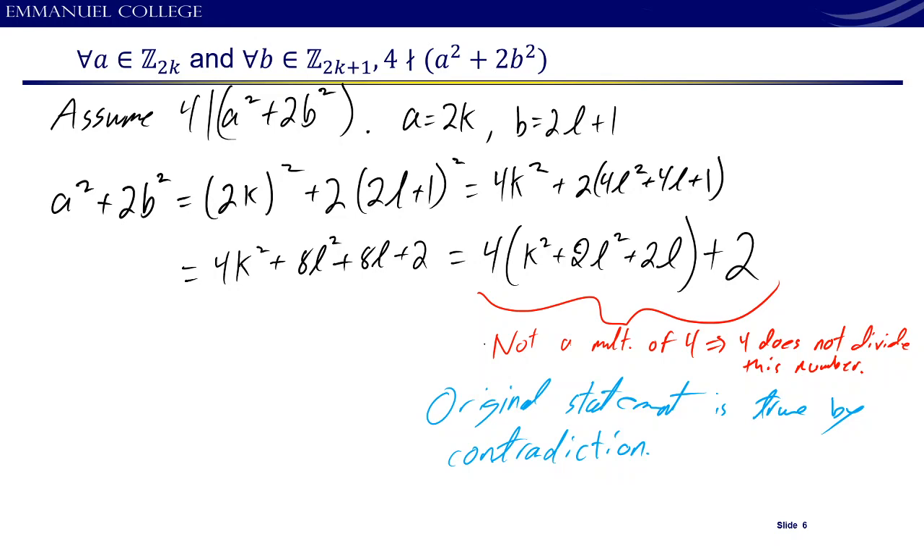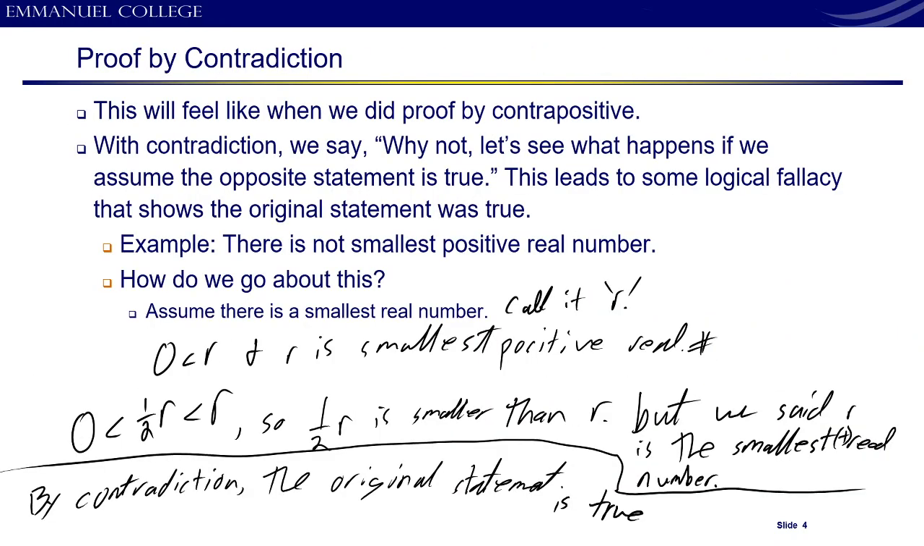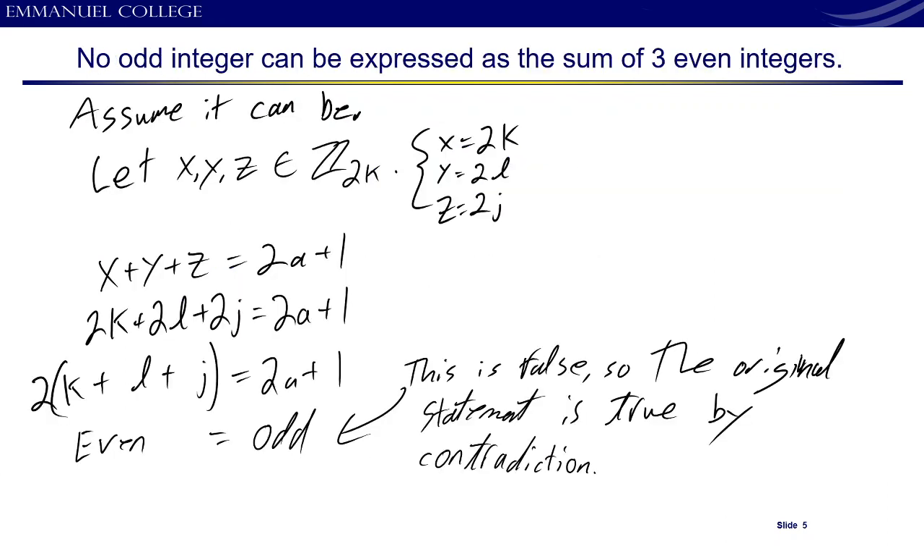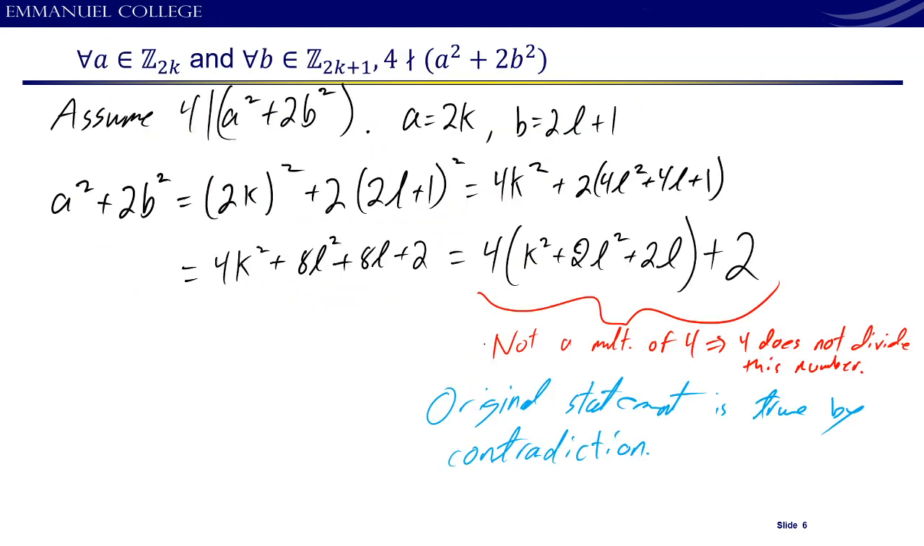And notice with these, they're statements. They're not if-then statements. There is not a smallest positive real number. No odd integer can be expressed as the sum of 3 even integers. For every a in 2k and for every b in 2k plus 1, 4 does not divide that. They're claims. They're not if-then. If you think about it as a p implies q, you just kind of have a p.